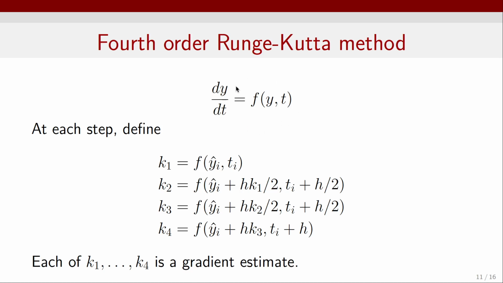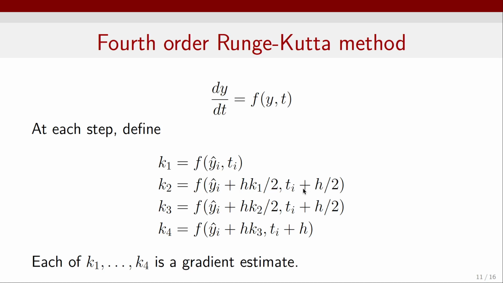So again, we're solving a system of ODEs, or a simple ODE of the form dy/dt = f(y, t), where t can be time, or it can be radius, it can be anything. And then to calculate one time step from ti to ti plus h, we calculate these quantities over here. So these are essentially slopes. So first we calculate the slope at ti and set it equal to k1.